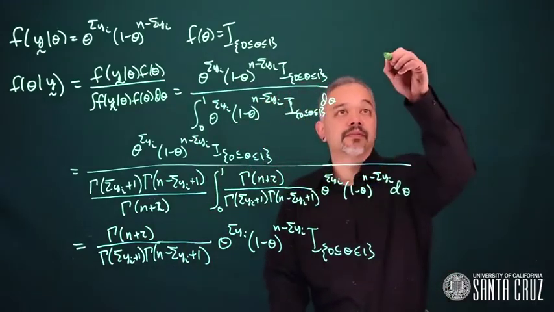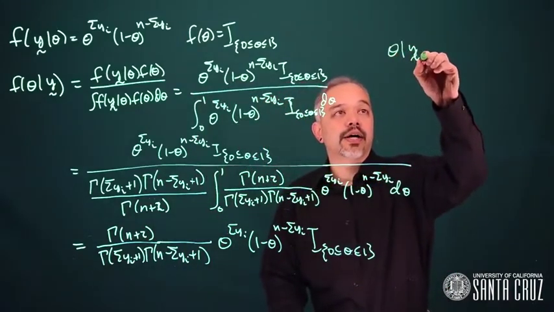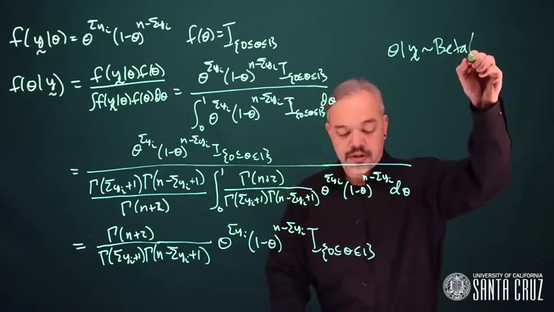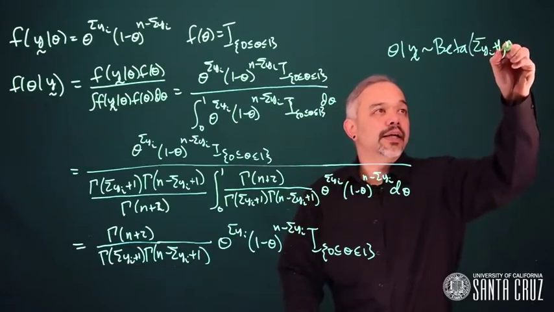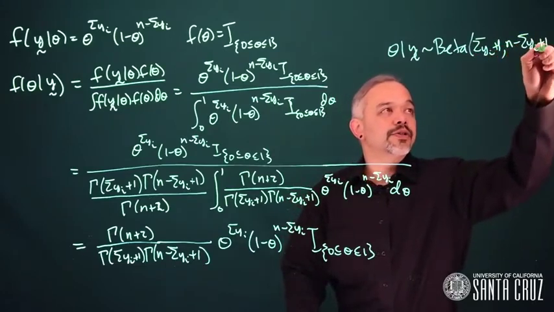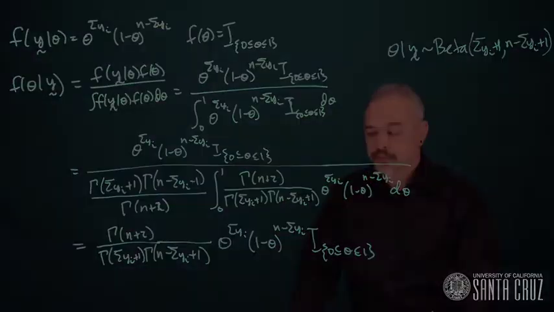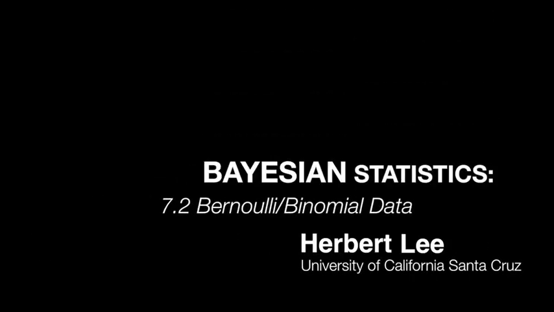Thus we see the posterior for theta, given y, follows a beta distribution with parameters sum of the y sub i's plus 1 and n minus the sum of the y sub i's plus 1. In fact, the uniform distribution is the beta 1, 1, and any beta distribution is conjugate for the Bernoulli distribution. Any beta prior will give a beta posterior.